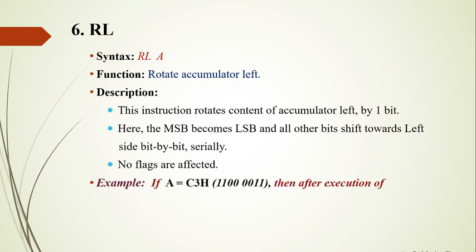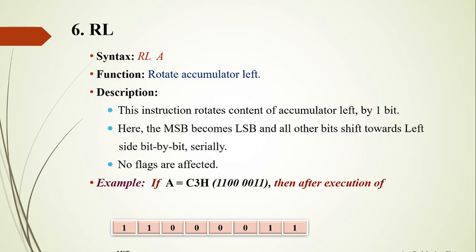Let's see the example. C3H, that is 11000011. Then after execution of the instruction RL A, what will happen? So here this is the register accumulator. So here before execution of the instruction RL A, the content of accumulator is C3H, that is 11000011.